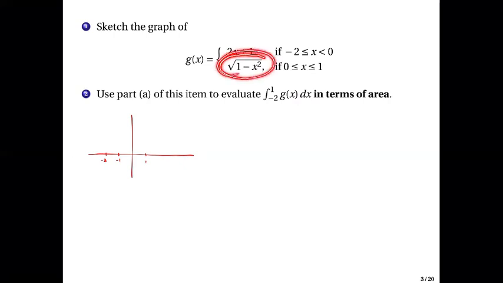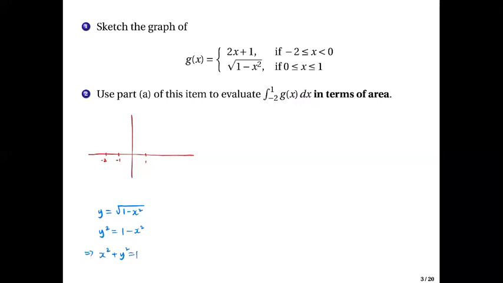So observe this is a part of a circle. If you can't see that immediately, you can do something like this. You have y equals square root of 1 minus x squared. If you square both sides, you will have y squared equals 1 minus x squared, or you can write it as x squared plus y squared equals 1. So this is a circle of radius 1.